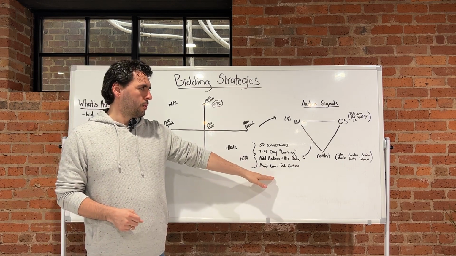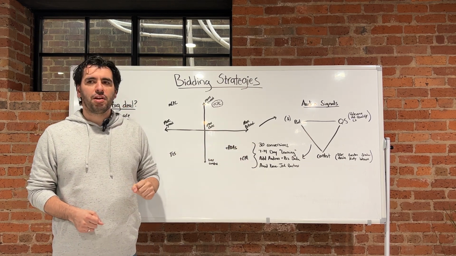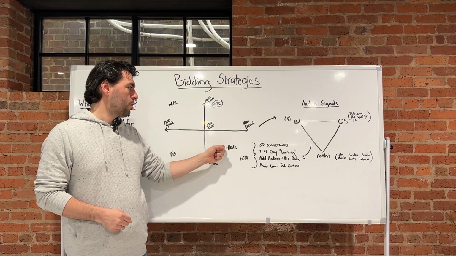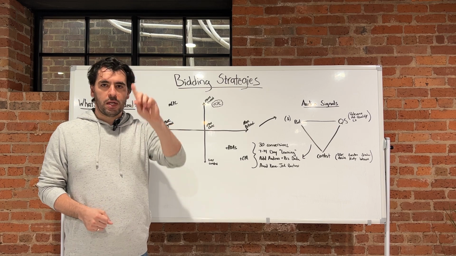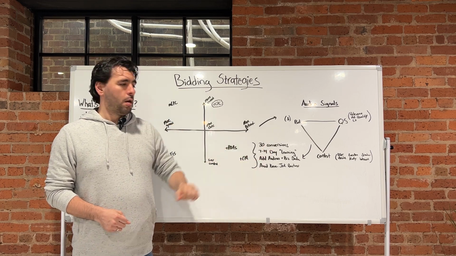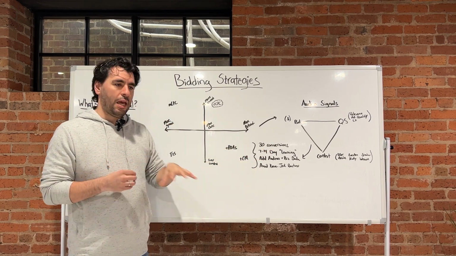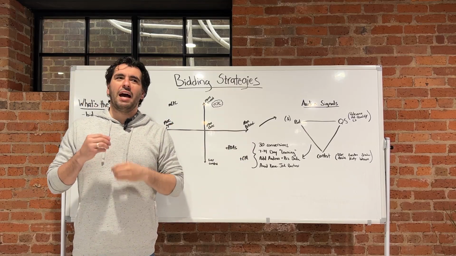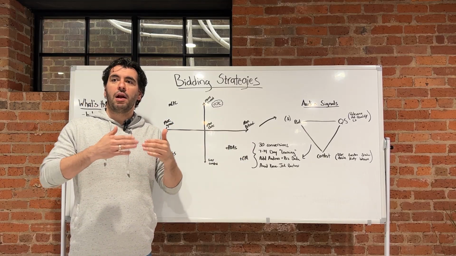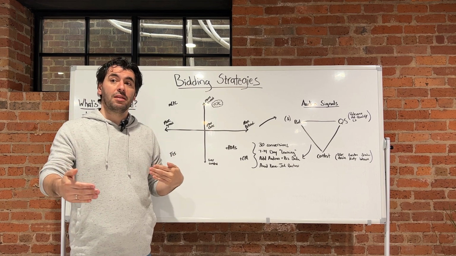So let's talk about those rules, right? Number one, you want about 30 conversions for any smart strategy to optimize. 30 conversions per 30 days, one a day. Number two, whenever you make changes to a campaign using an automated strategy, you will have some learning for 7 to 14 days before everything really truly stabilizes.